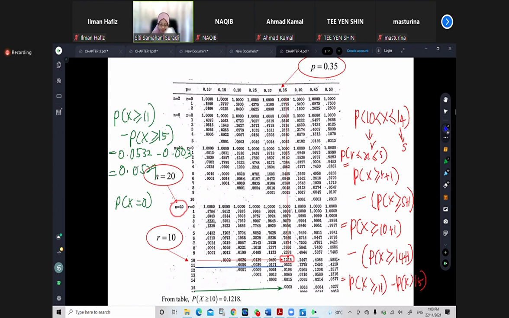I hope I have time to teach you Poisson. Poisson is very simple actually, not so difficult. But the normal distribution is harder, because you need to understand the standard normal, the z value.